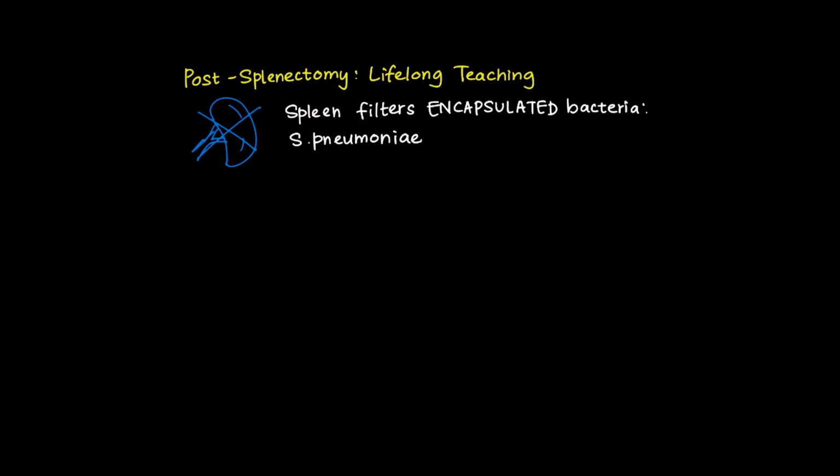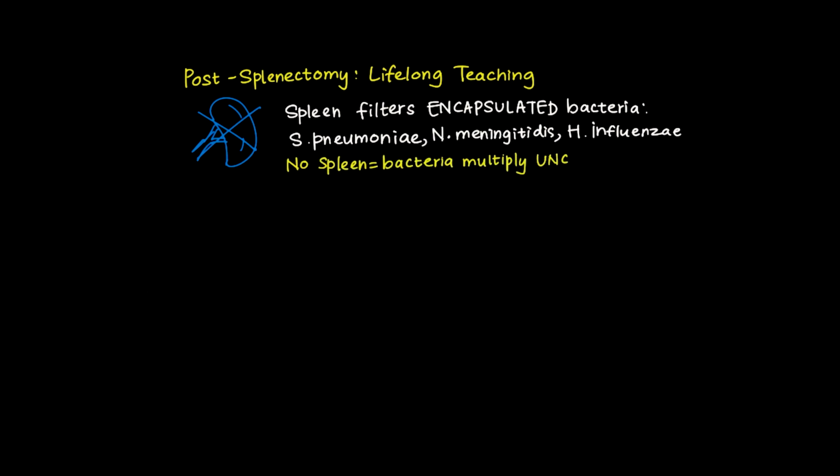The spleen's primary immune job is filtering encapsulated bacteria from the bloodstream. Organisms like Streptococcus pneumoniae, Neisseria meningitidis, and Haemophilus influenzae. Without the spleen, these bacteria can multiply unchecked and cause overwhelming post-splenectomy infection, which has a mortality rate that should terrify anyone into taking this seriously.